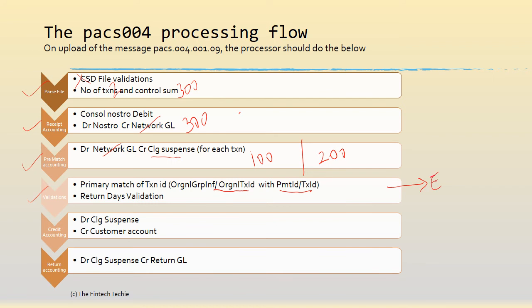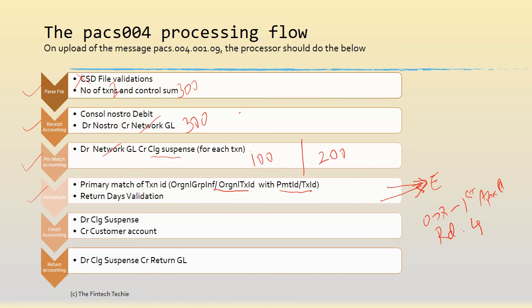Similarly, return days validation. Now, what's return days validation? Now, a pacs.008 might have been created on 1st of April. Now my return days could be 4 working days. Now if the pacs.004 doesn't come within 5th April, I'm going to reject it and it goes to the error queue again. So these are the primary matches and validations which happen. There could be many more depending on your product processor, but these are the key and the mandatory ones.